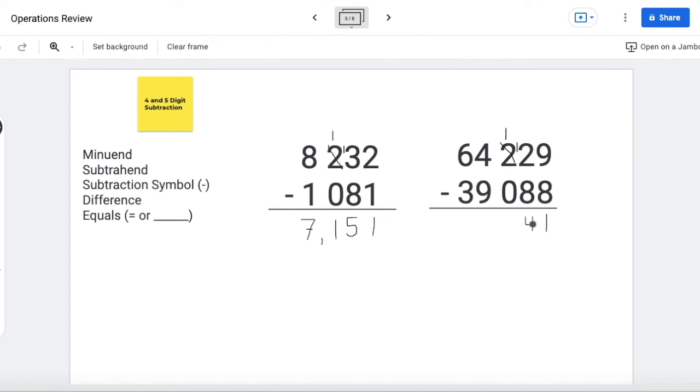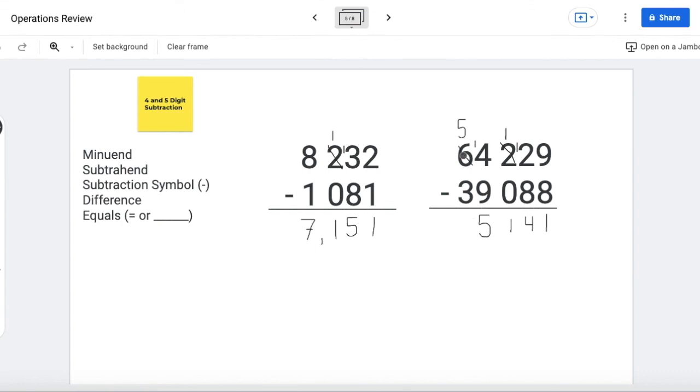1 subtract 0 is still 1. We come to the thousands place value, and we have 4 subtract 9. Again, we can't subtract 9 from 4. It's too large, so we need to regroup from the 10,000s. That 60,000 now becomes 5. That 4,000 now becomes 14. 14 subtract 9 equals 5.